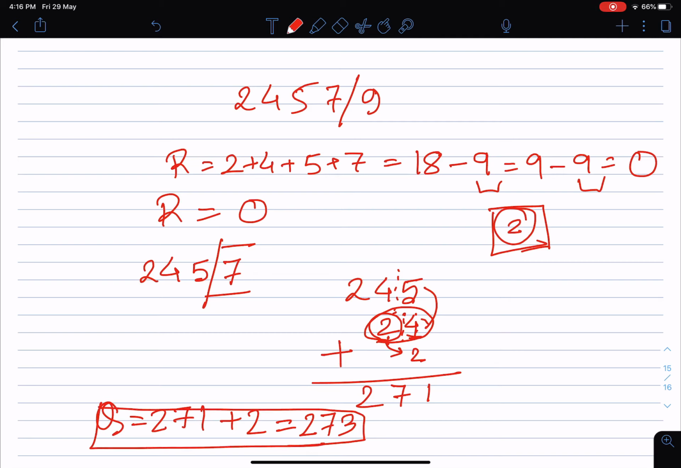And my remainder will be 0 if we divide 2457 by 9. So hope you guys understood the method.